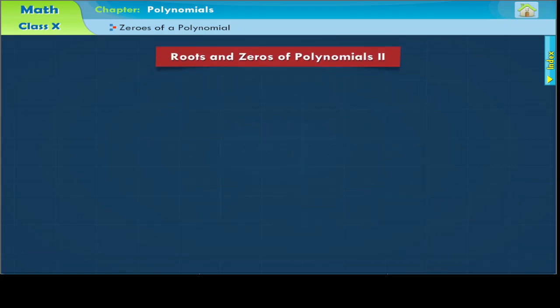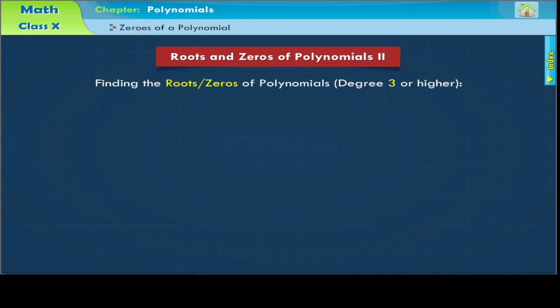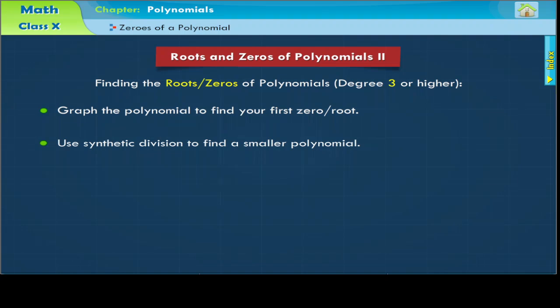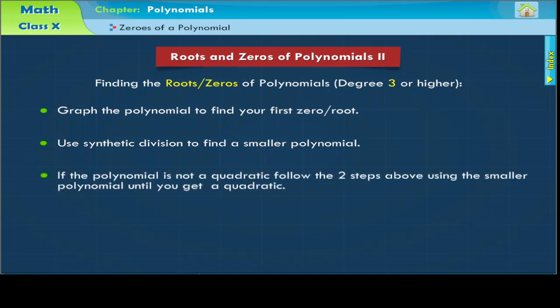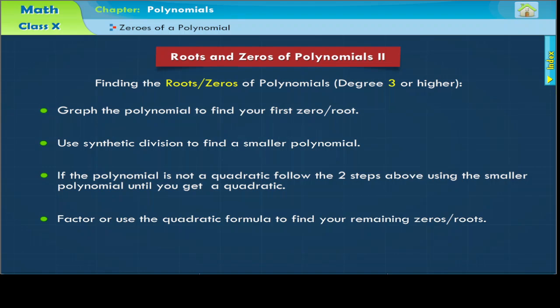Roots and zeros of polynomials 2. Finding the roots, zeros of polynomials, degree 3 or higher. Graph the polynomial to find your first zero, root. Use synthetic division to find a smaller polynomial. If the polynomial is not a quadratic, follow the two steps above using the smaller polynomial until you get a quadratic. Factor or use the quadratic formula to find your remaining zeros, roots.